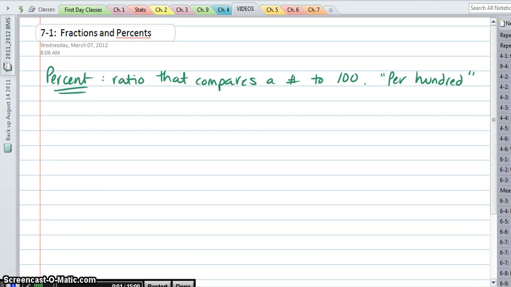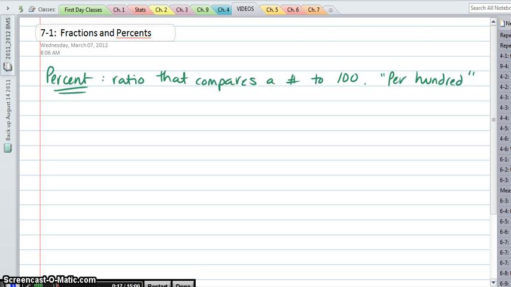Hi ladies, today we are going to talk about fractions and percents. You have talked about fractions and percents in the past. We are just going to review how to convert a fraction into a percent and a percent into a fraction. Let's just remember what the word percent means.